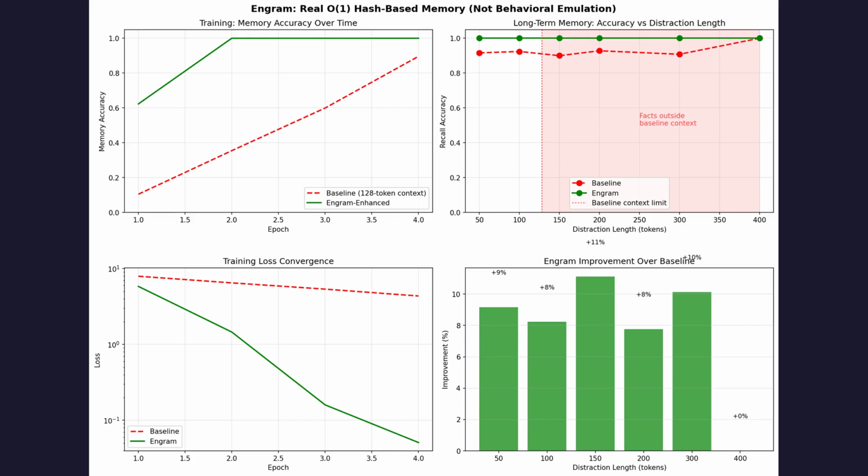The proof is in the plots. Top left shows Engram reaching perfect accuracy by epoch 2 while baseline is still climbing. Top right shows perfect long-term recall, even with 400 tokens of distraction. The improvement is consistent across all sequence lengths.